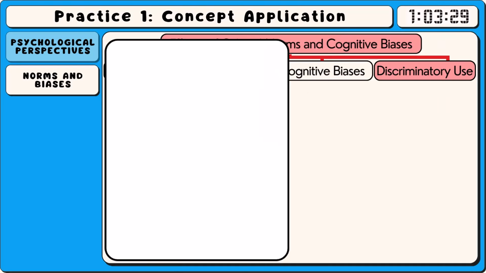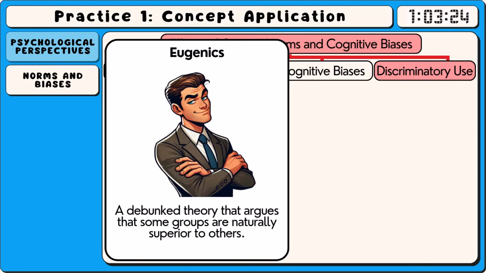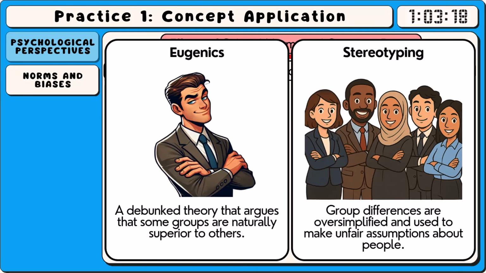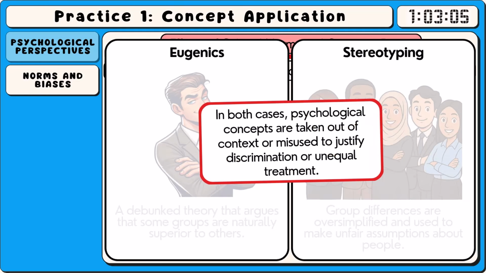In the full course review, we touched on a few of these situations. For example, we looked at the concept of eugenics, where people have claimed that some groups are naturally superior to others. We also explored stereotyping, where group differences are oversimplified and used to make unfair assumptions about people, such as assuming someone must behave a certain way because of their gender, race, or background. In both cases, psychological concepts are taken out of context or misused to justify discrimination or unequal treatment.